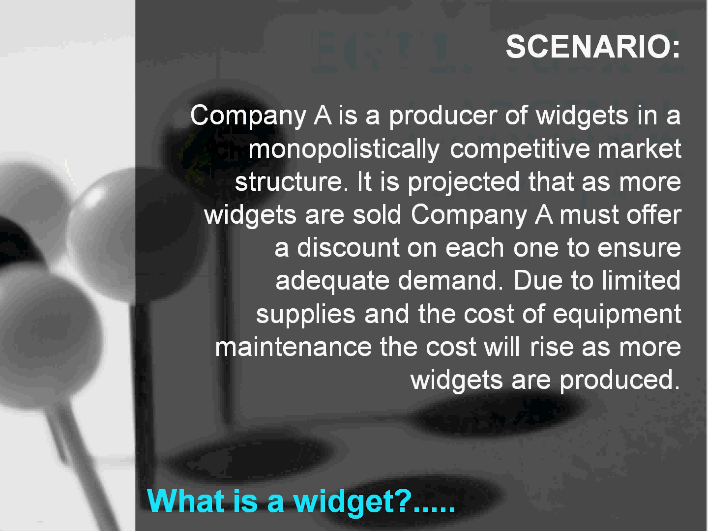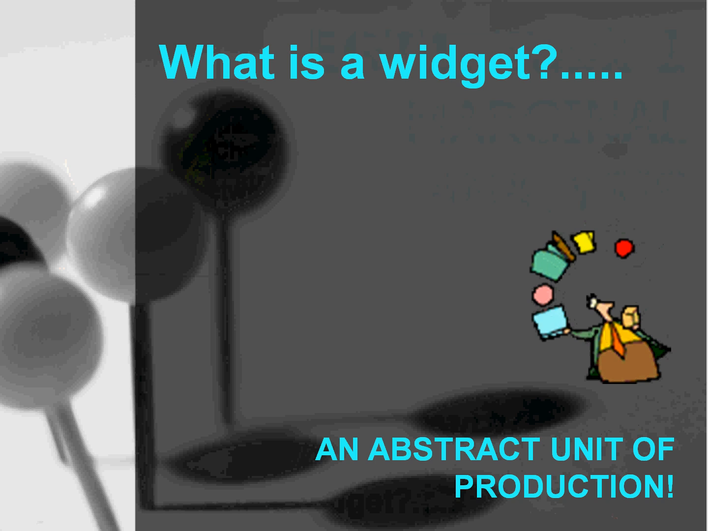What is a widget? A widget is nothing more than an abstract unit of production. You can think of it as good X or service X. Oftentimes people use filler words such as thingamabob, thingamajigger. Many other words are used in this application. Economists use widget for this filler word, specifically this abstract word.